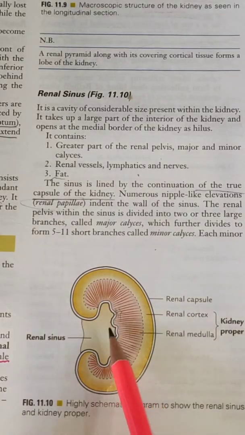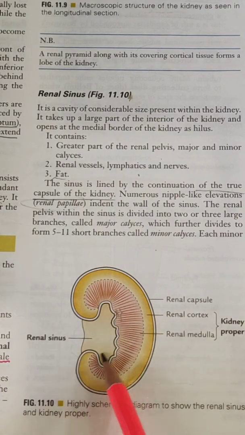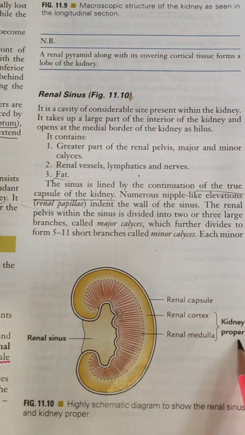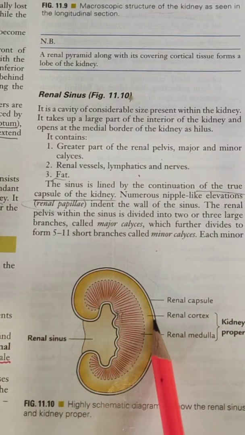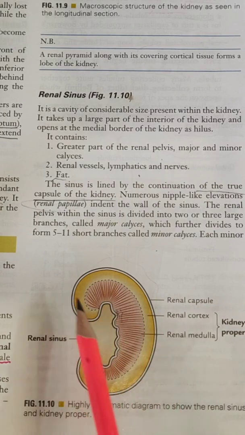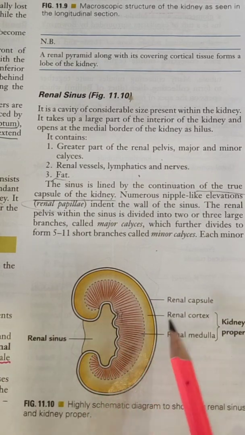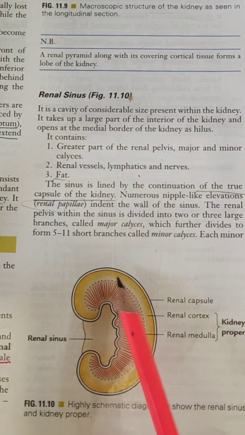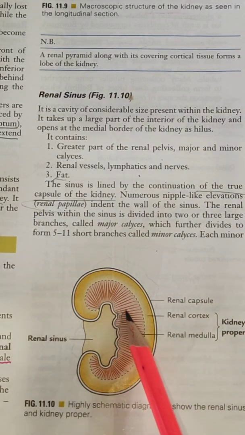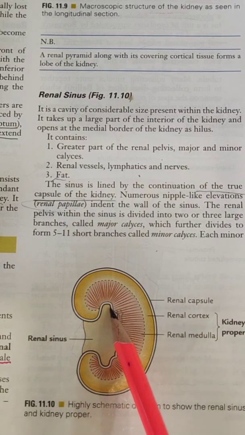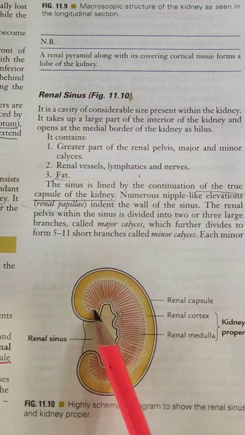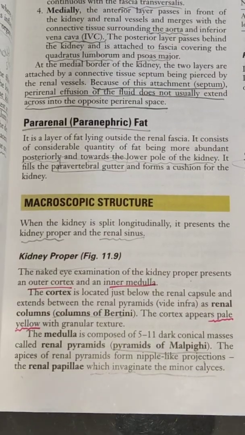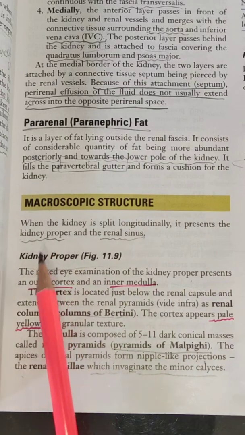As you can see in this diagram, there is a renal sinus as well as the kidney proper around it, where the outer covering is the renal capsule. Then there are two main layers of the kidney, the renal cortex and renal medulla. There is the renal sinus here, where the hilum and major and minor calyces pass inside. Let us see the theory part, where first we'll study the kidney proper.